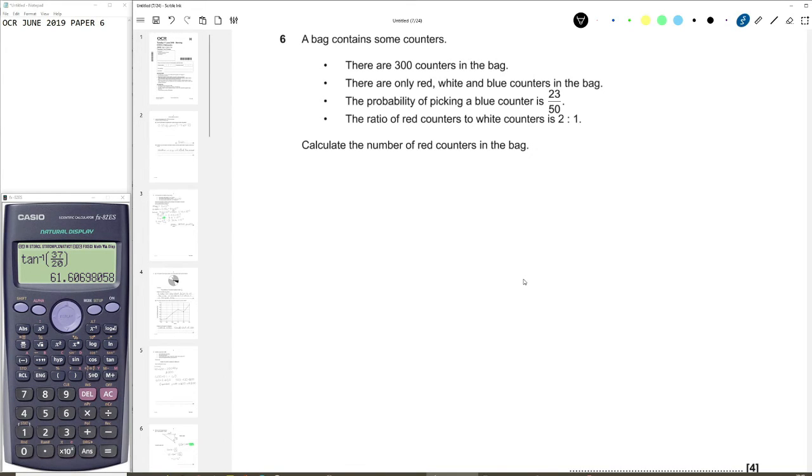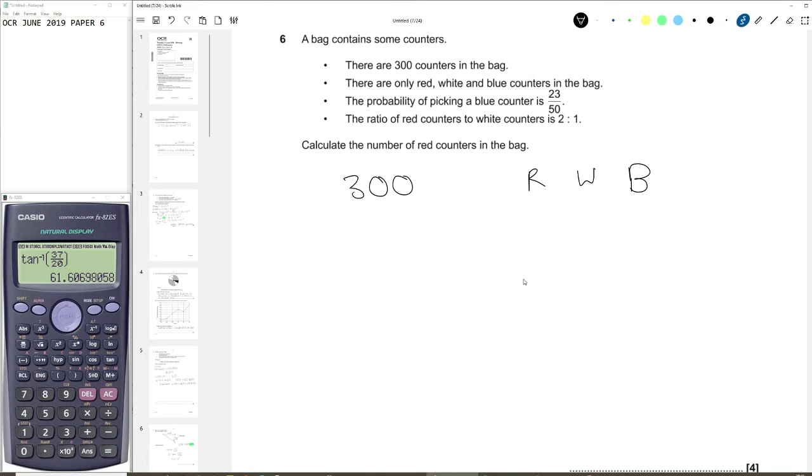Now, normally with this type of question, if you see the bullet points, usually you can work in order, and you'll have information where if you work in order, you can work out the answer. So there's 300 counters in the bag. Red, white, and blue counters.